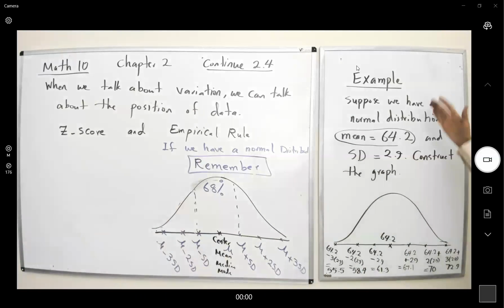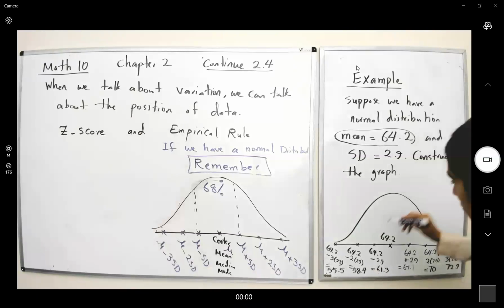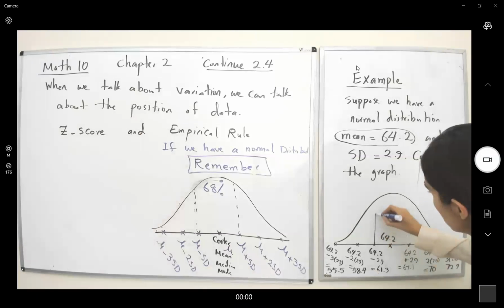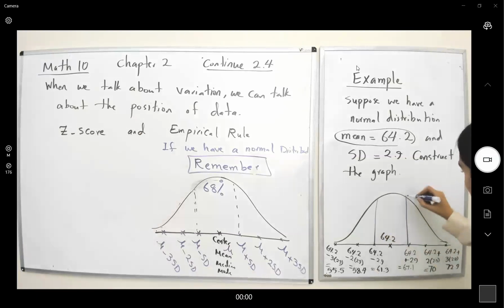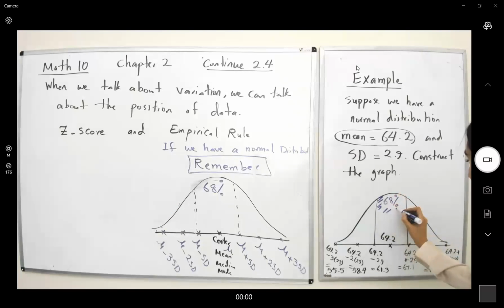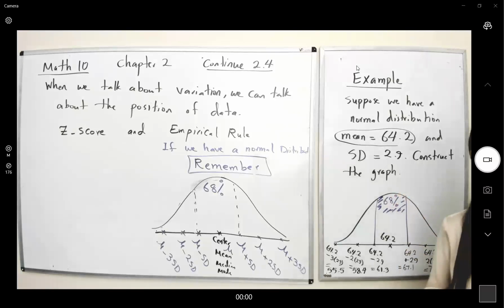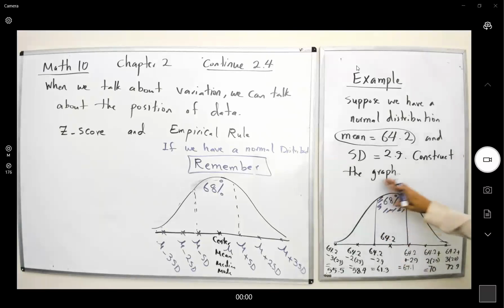So take a look at your example. You can say that, hey, since I have a normal distribution, 68% of the collection for sure is between 61.3 and 67.4. It means that more than 50% of your data are in between these two numbers.